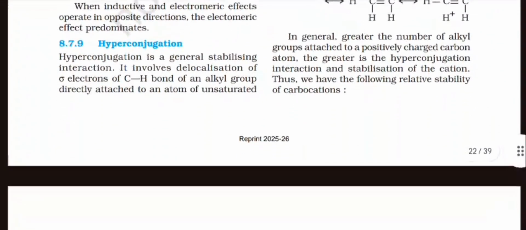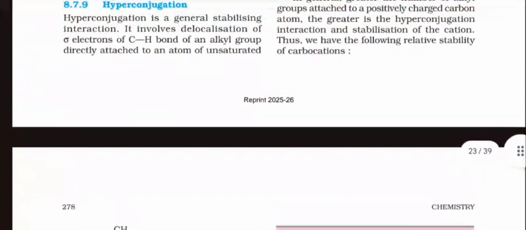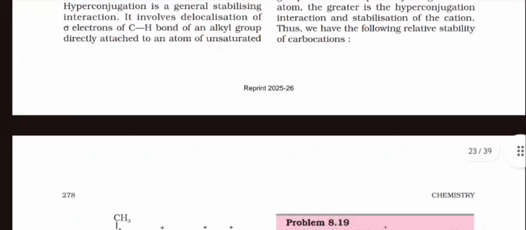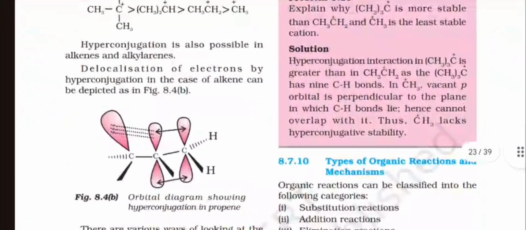In general, the greater the number of alkyl groups attached to a positively charged carbon atom, the greater is the hyperconjugation interaction and stabilization of the carbocation. Thus, we have the following relative stability of the carbocations.